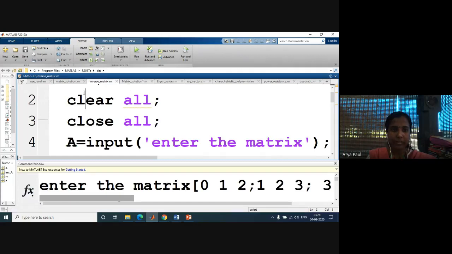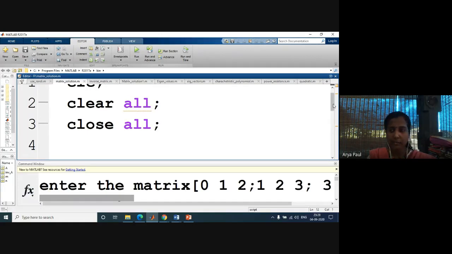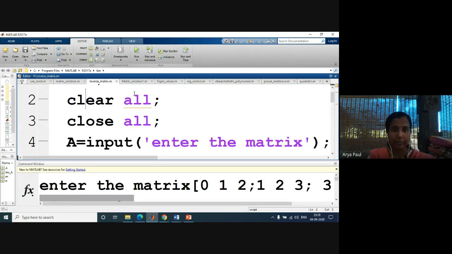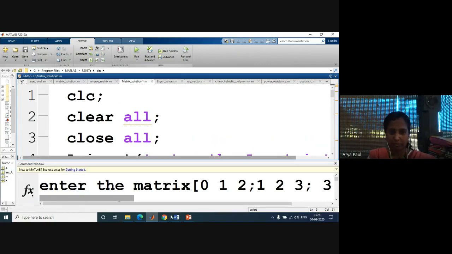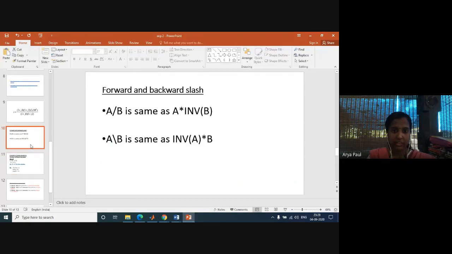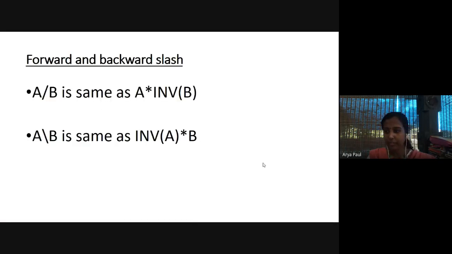Now you need to understand something. You have already dealt with solving system of linear equations. So I will show you how to solve a system of linear equations in MATLAB using the matrix method. But before that, I want to convey something.